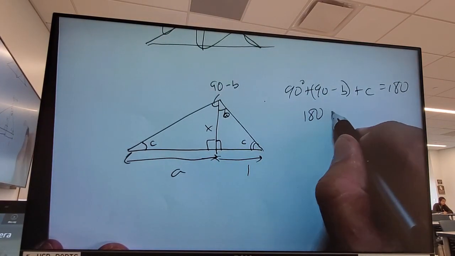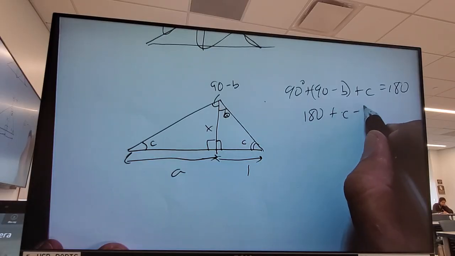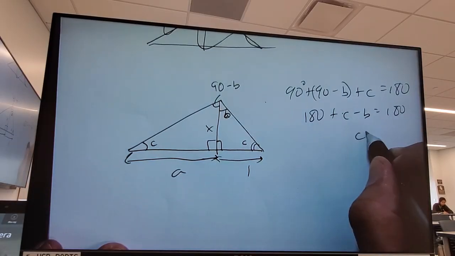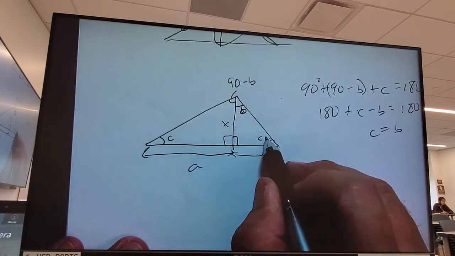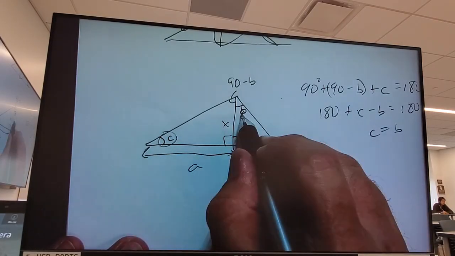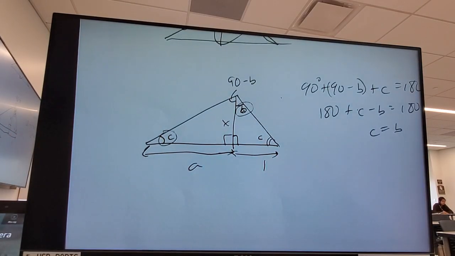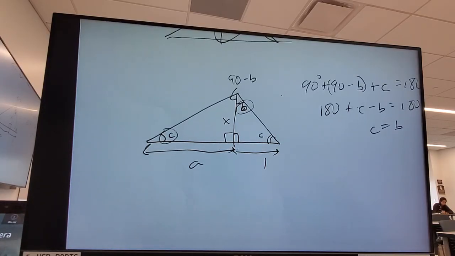So you get 180 plus C minus B equals 180, so I get C equals B. Why did I call this C? Darn it. It's okay. So then this ends up being equal to this, and I get the angle. But you didn't have to show that. I didn't make you show that. The assumption was those two triangles are similar. You could show it if you wanted to.